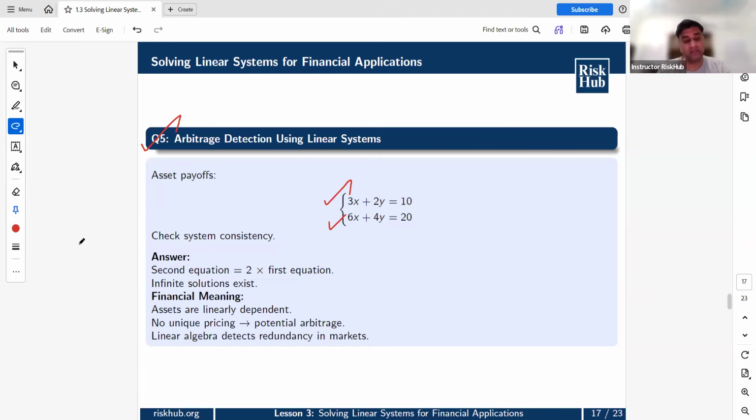There is a financial meaning. No unique pricing structure exists. Right. This is extremely important. There is a linear dependence. Right. Meaning one asset can be replicated using others. In markets, if they violate your linear consistency, arbitrage emerges. This is the foundation of modern derivative pricing, right?